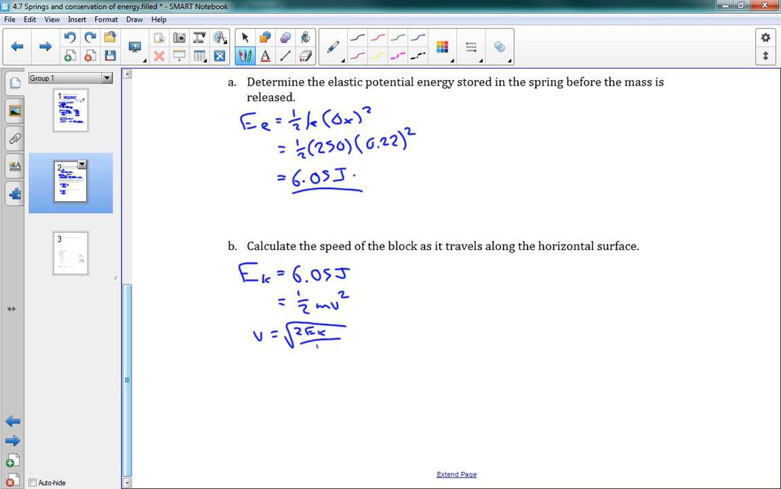That might start to look familiar now. We've used it a few times. So the square root of 2 times 6.05 over the mass. Our mass was, let me just check here, 2 kilograms. So we get the square root of 6.05, which is equal to 2.46 meters per second. And we're not quite done with this problem. There's a part C on the next page.